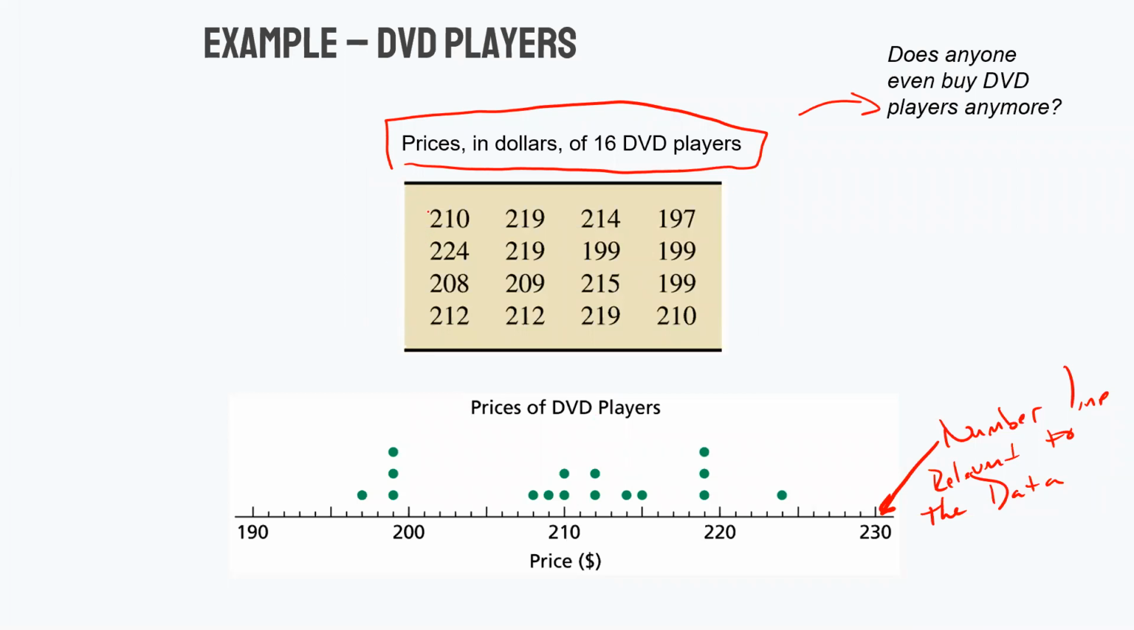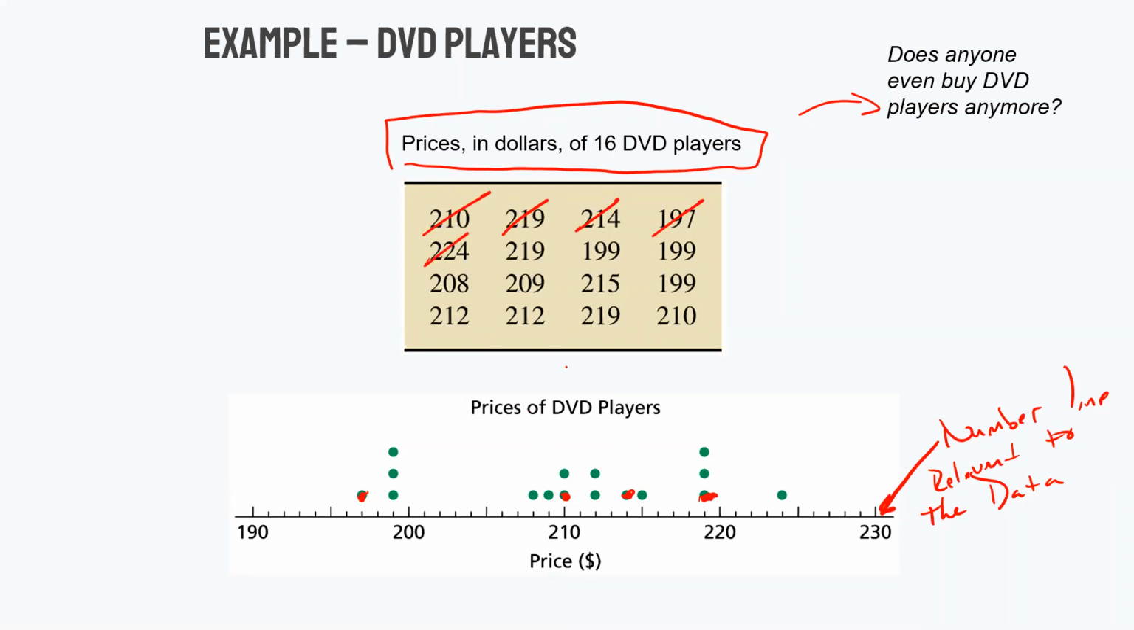You look at the prices of these expensive DVD players and try to figure out where the lowest value is. It looks like we have some values around 199, maybe a little bit lower, 197. And the highest value looks like 224. So you just set a number line up relative to that. Then you go, okay, my first value was 210. I'm gonna put a dot there. My next value was 219. I'm gonna put a dot there. 214. So I'm gonna go to 214 right there, and so on. 197.